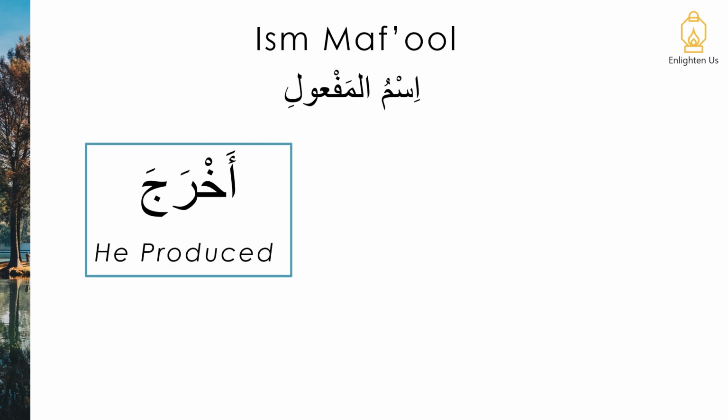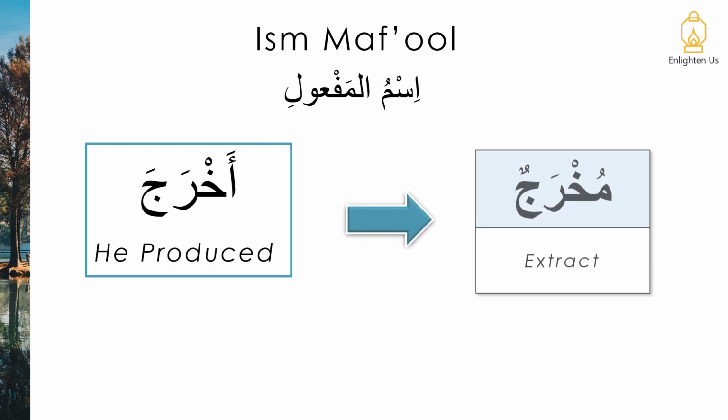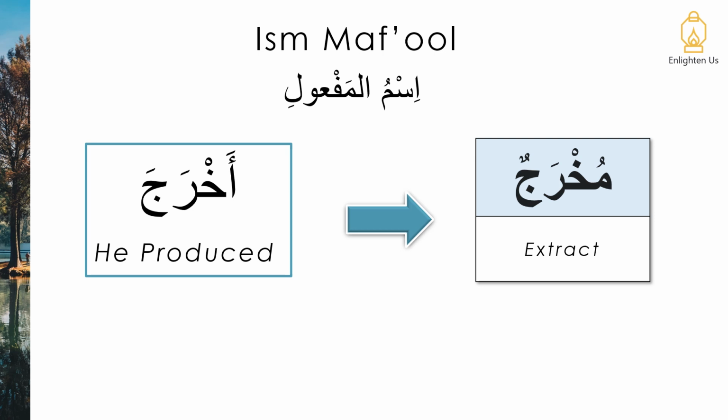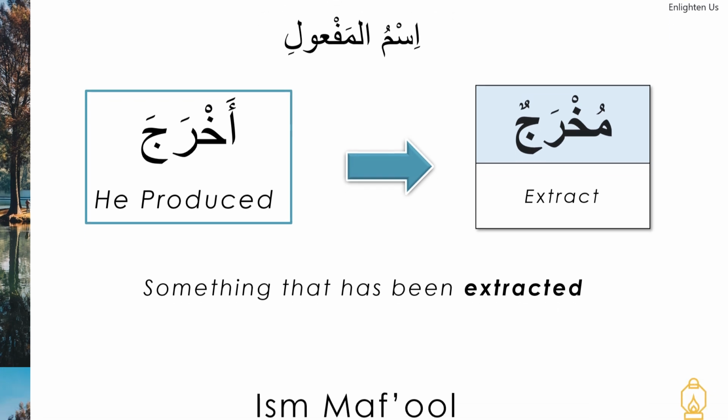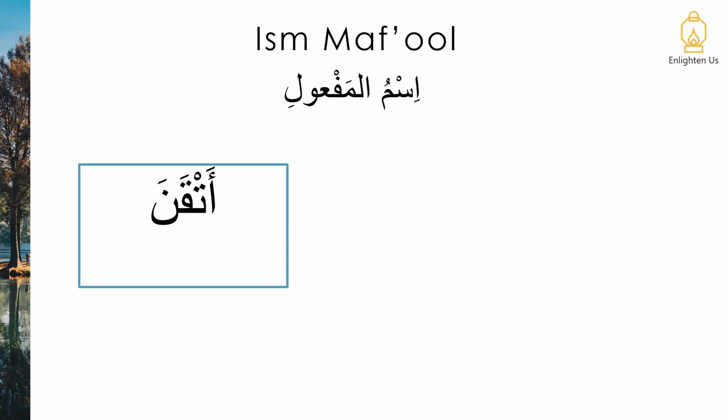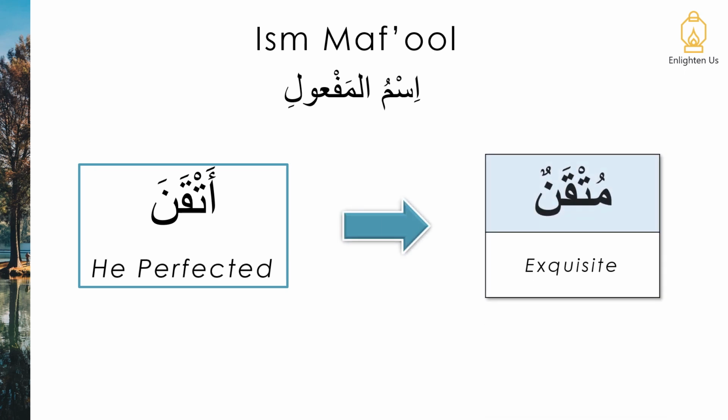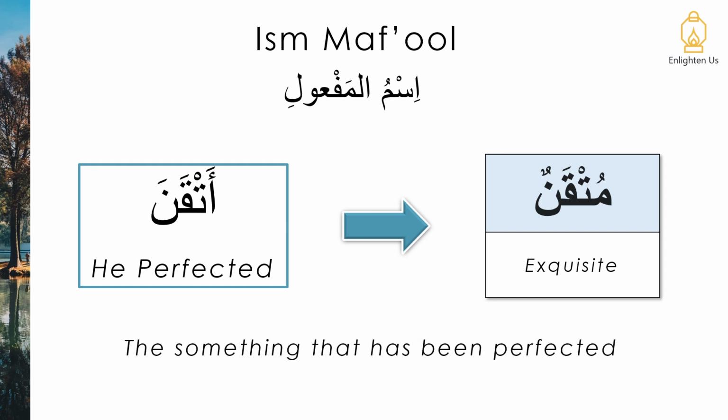We have akhraja, he produced. Mukhraj, extract. So something that's been taken out or something that's been extracted. And we have atqana, he perfected. Mutqan, something that is exquisite. Something that has been perfected.